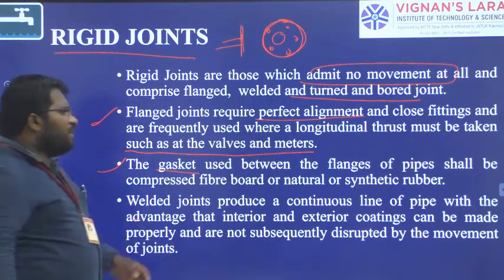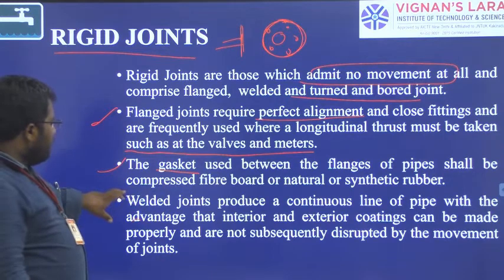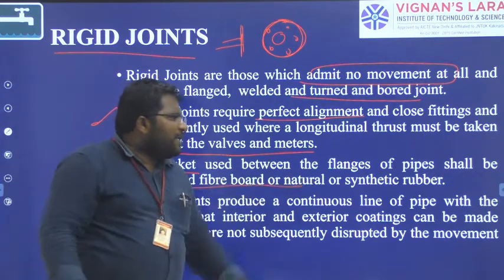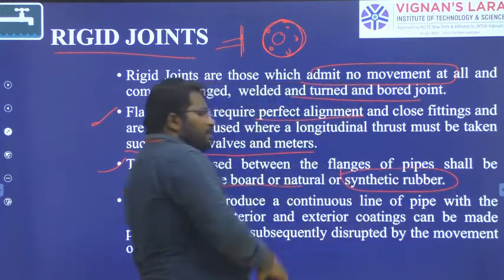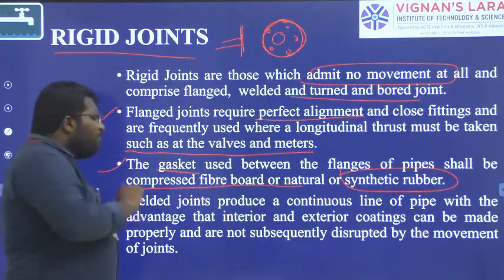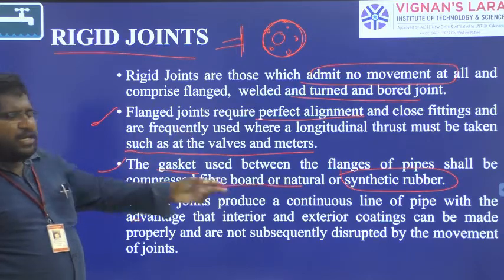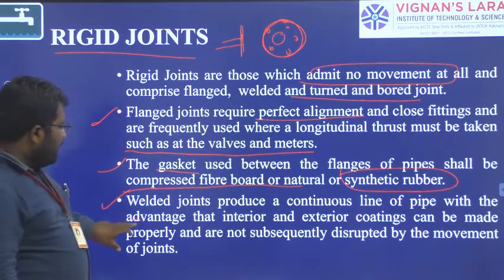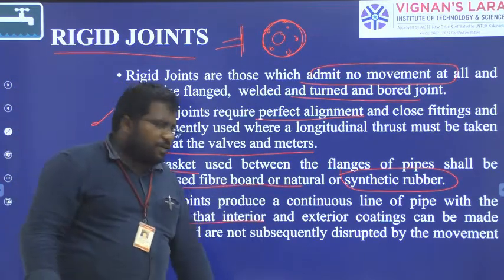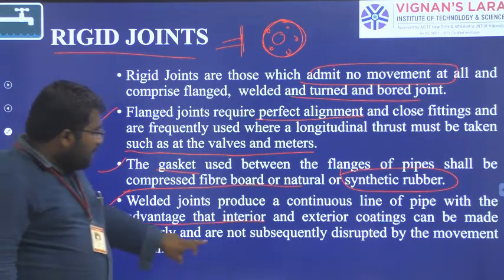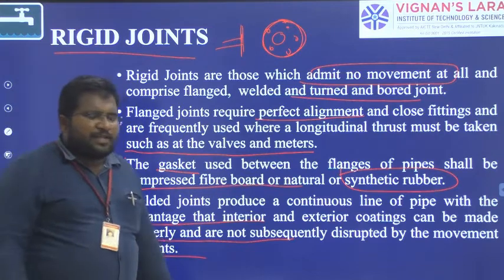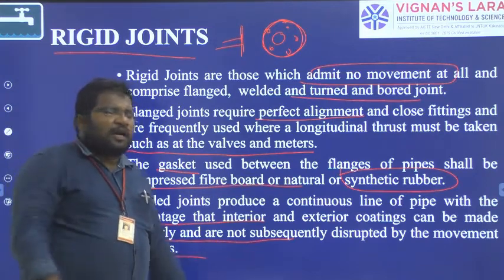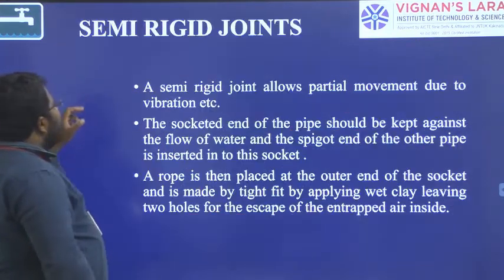The gasket used between the flanges of the pipes shall be compressed fiber board or natural or synthetic rubber. Normally we will see synthetic rubber. Next, welded joints produce a continuous line of pipe, with the advantage that interior and exterior coatings can be made properly and not subsequently disturbed by movement of the joints. If you weld it together, you can't move the joint. These are the rigid joints.